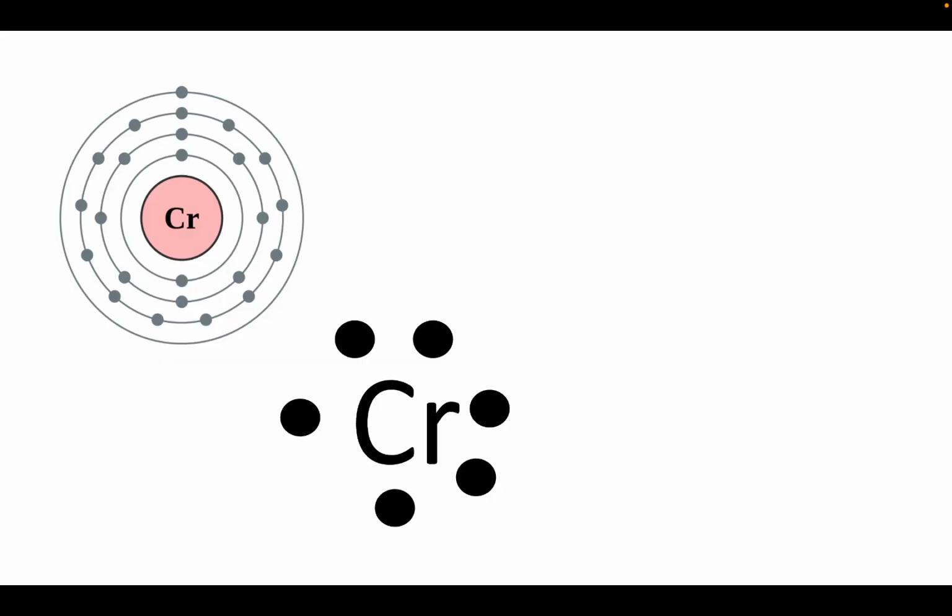This here is the Bohr model and a Lewis dot structure of chromium. As you can see, this Bohr model has one valence electron, and that is the most common form of chromium. However, the one below is called hexavalent chromium, which has 6 valence electrons positioned like so.